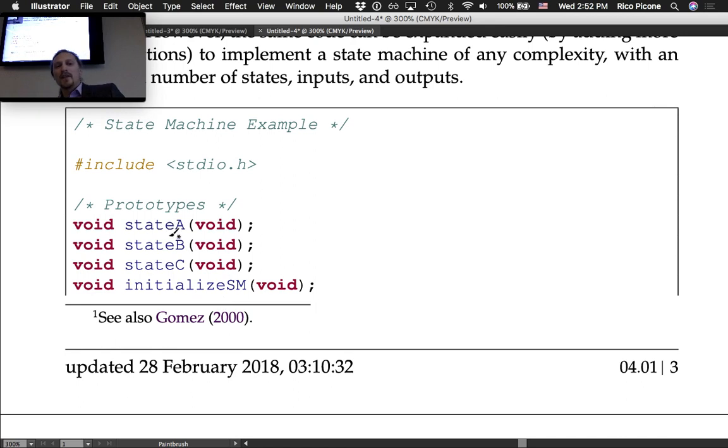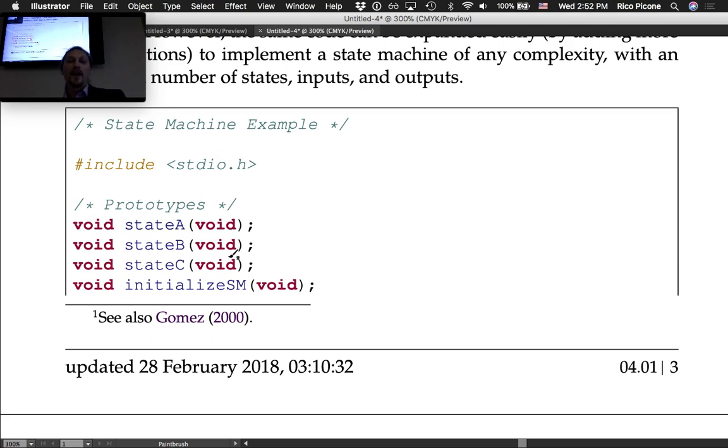So we have a function that represents each of these states. So A, B, and C. We're going to be making a call to this state function when we're in that state. Each clock cycle will make a call to the function representing that state, as long as we're in that state. When we transition to another state, at every clock cycle we'll call that state function, etc.